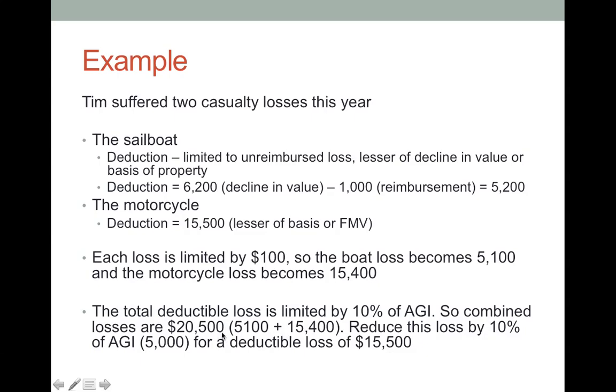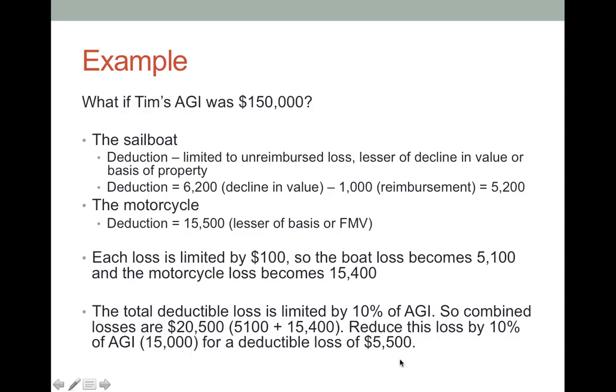Okay, so this is reducing the loss by insurance reimbursements, reducing each loss by $100, and then this overall limitation, reducing the total amount after those reductions by 10% of AGI to get the amount of the deduction. And then the next example is, well, what if Tim's AGI was $150,000 instead of $50,000?